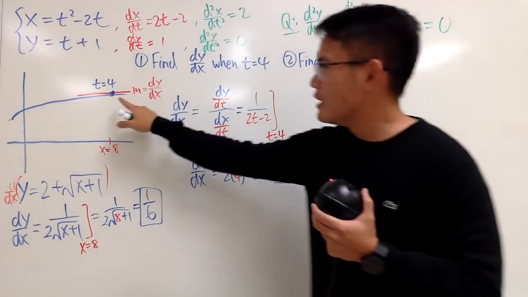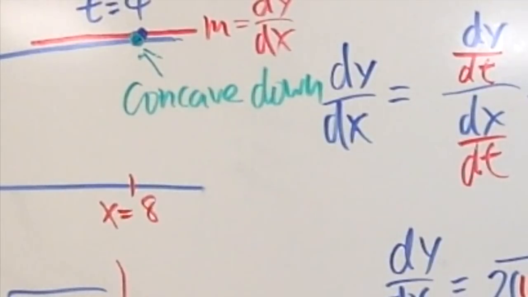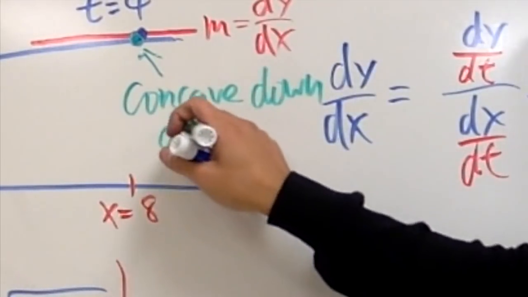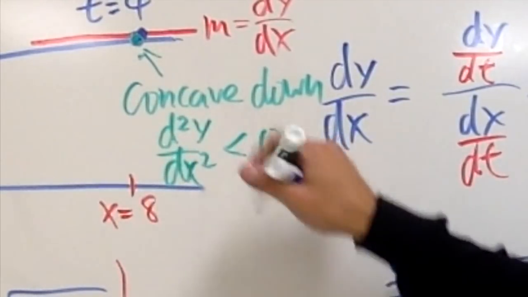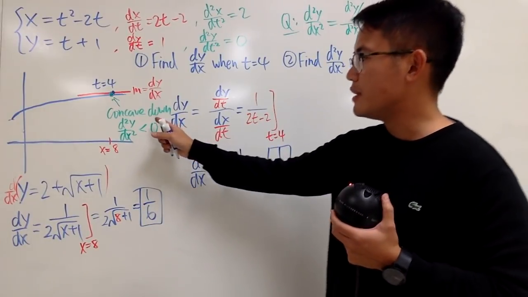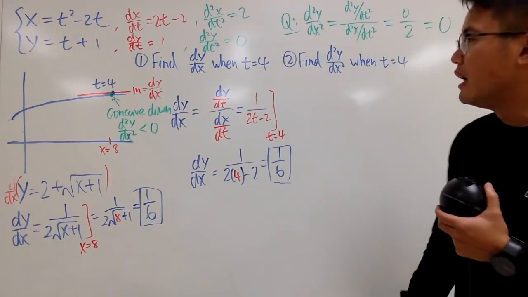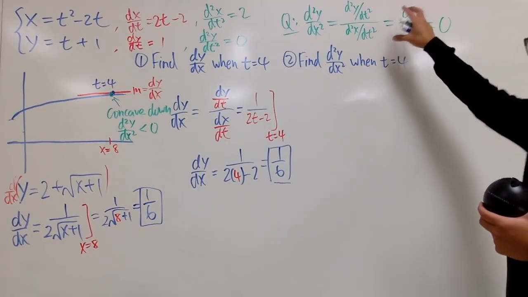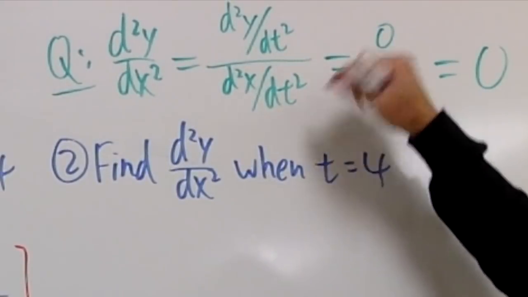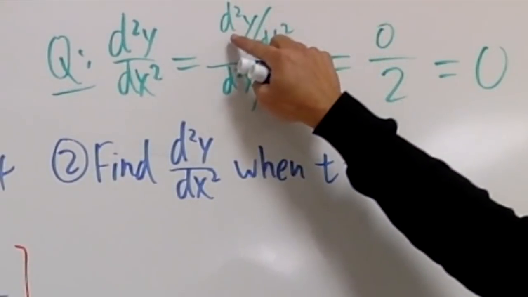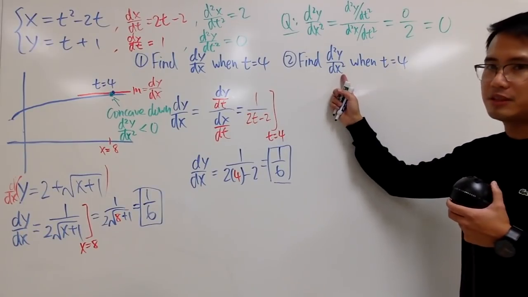Why not? Because this part of the graph is concave down. So what does this mean? This tells me that the second derivative, d2y/dx2, should be less than 0. The second derivative has to be less than 0 in order to get a concave down shape right here, right? And in fact, you could also tell this is wrong because you see the dt2 right here. If you cancel them, on the top you get d2y divided by d2x. The notation is not the same as this.